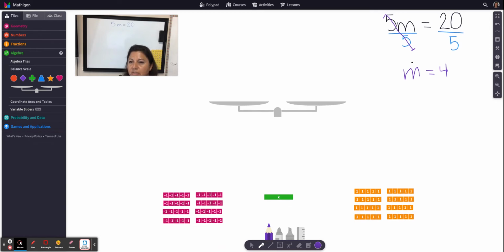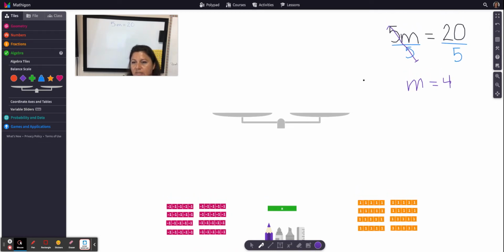4. We can check our work to see if it's correct by substituting this 4 back into my equation. So my original equation said 5 times whatever m is. Well, m happens to be 4. So 5 times 4, does that give us 20? And the answer is yes. So therefore, our answer is correct. It checks.